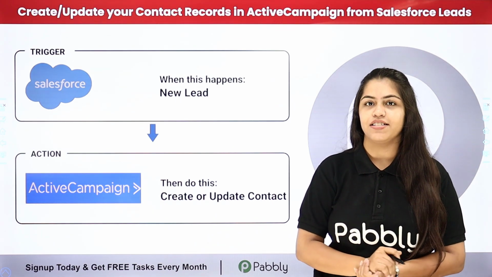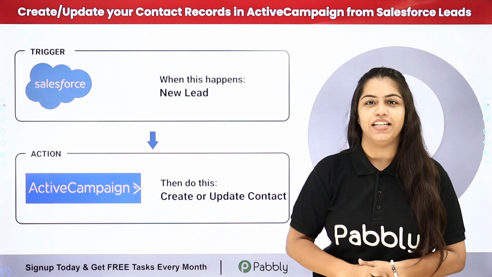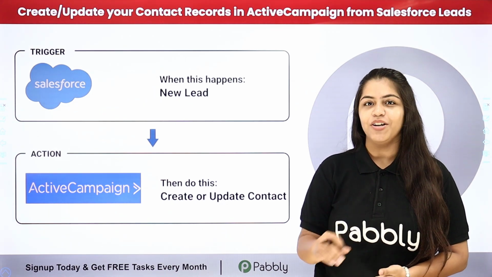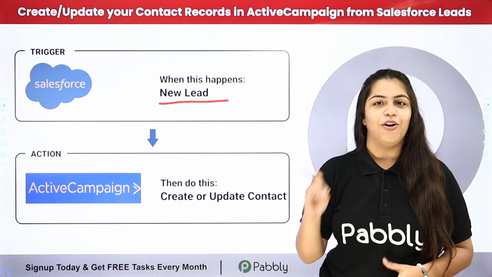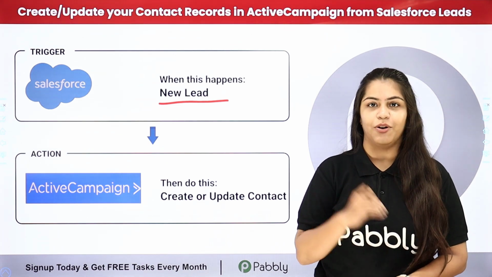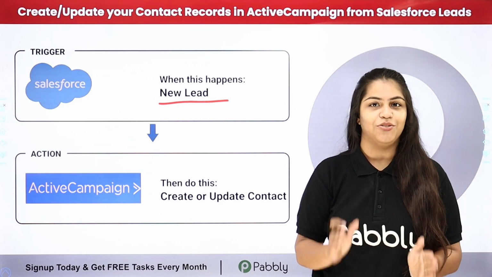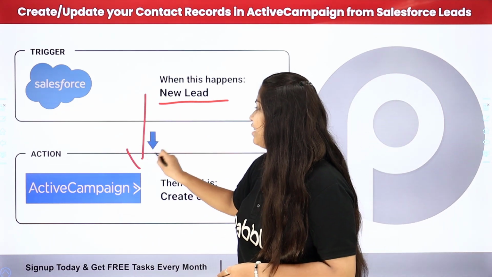I'm managing the marketing operations for a tech solutions company, and we use Salesforce to collect the new leads data. So now what we want is that as soon as a new lead is received in my Salesforce account, automatically with the help of the same lead details, a contact should be created or updated in my ActiveCampaign account too. So for this, we are going to create a connection between Salesforce and ActiveCampaign.